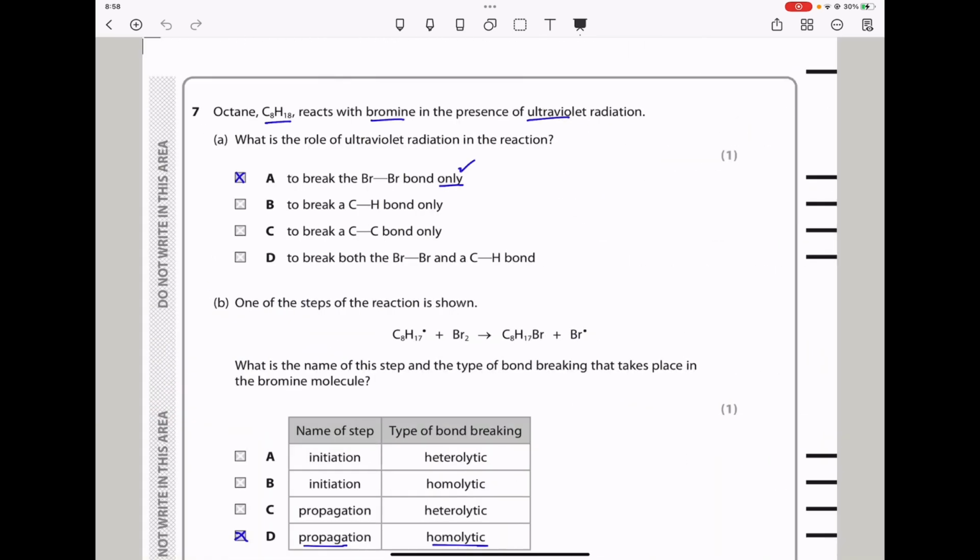Moving on. Question 7. Octane, which is that, reacts with bromine in the presence of ultraviolet radiation. They ask what is the role of ultraviolet radiation in this reaction. The role of UV is to cause the breaking of the Br-Br bond only. It does not participate in the breaking of the other bonds, so the answer here should be A.